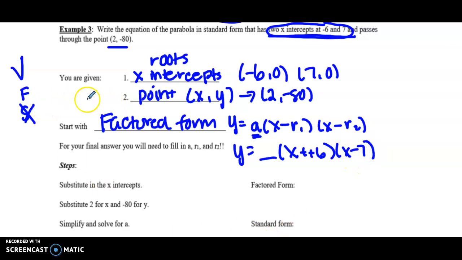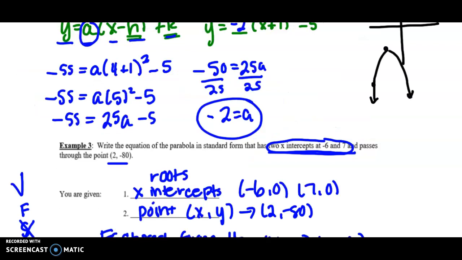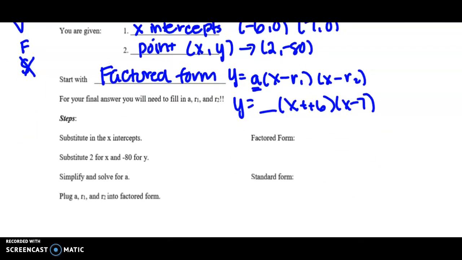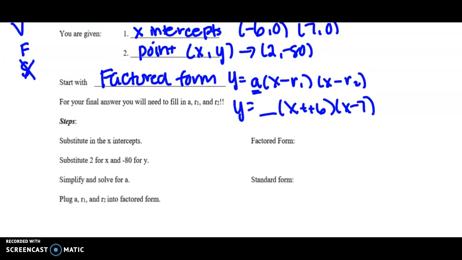Now what I'm going to need to do is solve for a. We're going to do that the exact same way that we did our other question. In order to do that, we're going to use this x and this y value and plug that in in order to find a.